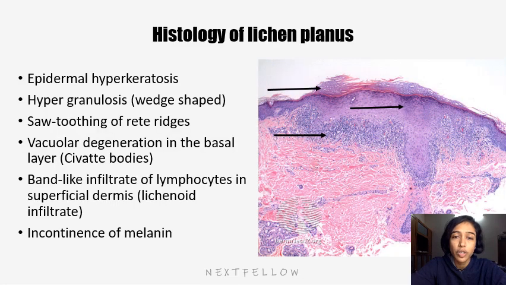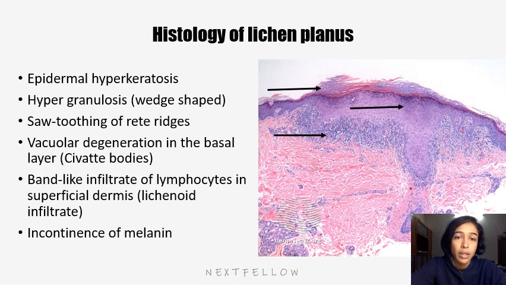Looking at the histopathology of lichen planus, right on top you can see in the epidermis there is hyperkeratosis. So the first point is epidermal hyperkeratosis. Coming down lower in the epidermis, in the stratum granulosum, you have hypergranulosis, that means an increase in the thickness of the stratum granulosum, which is wedge-shaped. Lower down, there is sawtoothing of the rete ridges. The rete ridges are at the interface between the epidermis and the dermis.